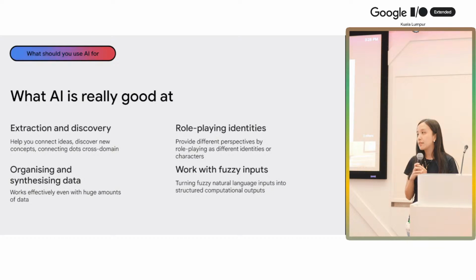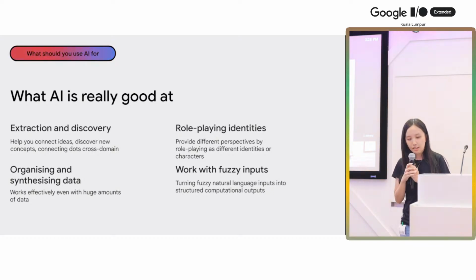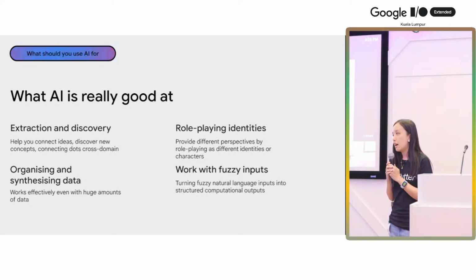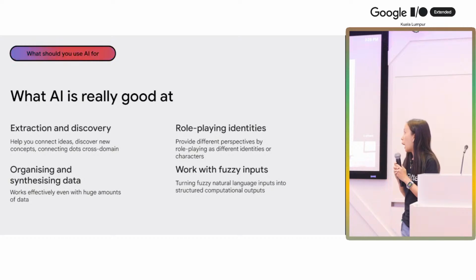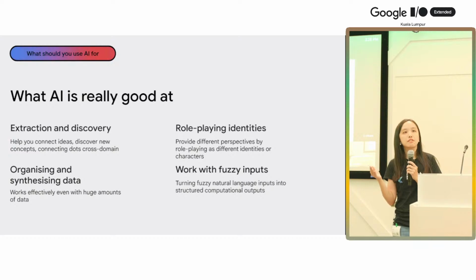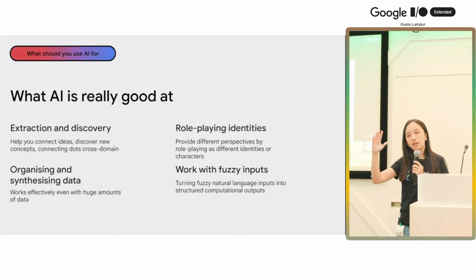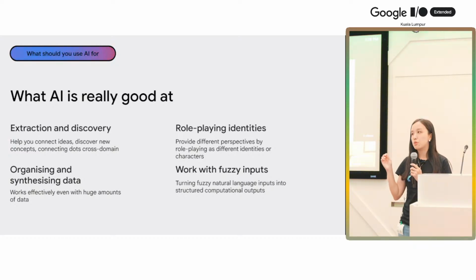But it's not completely a bad thing that LLMs are now very powerful, because there are things that AI is really good at and we are not so good at. The examples are extraction and discovery. You saw a lot of use cases where people take a long article and ask the LLM, can you extract the key points? Maybe put it into 5 bullet points for me.